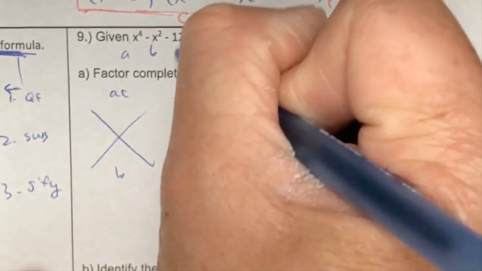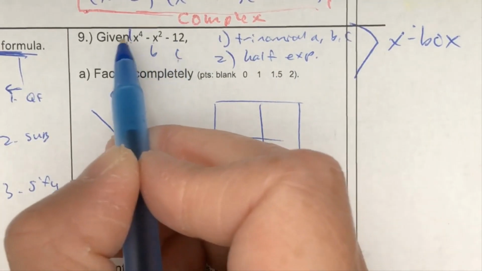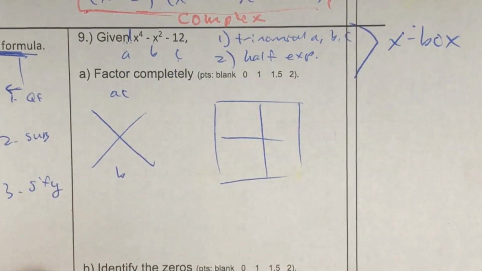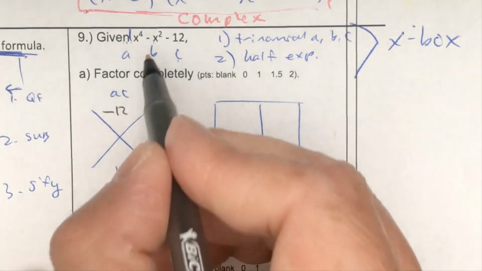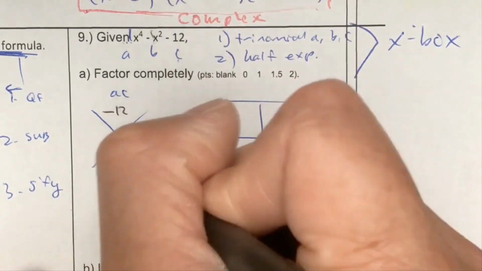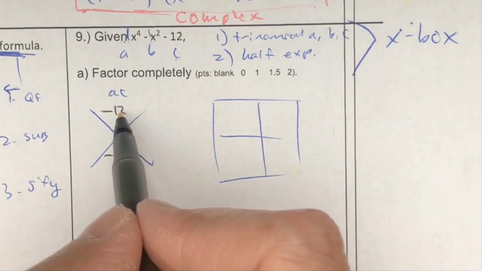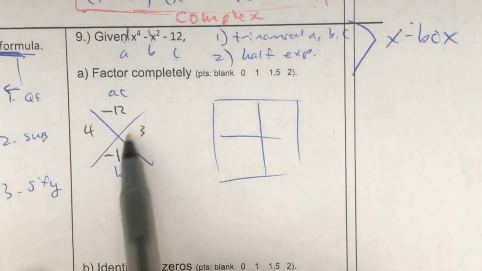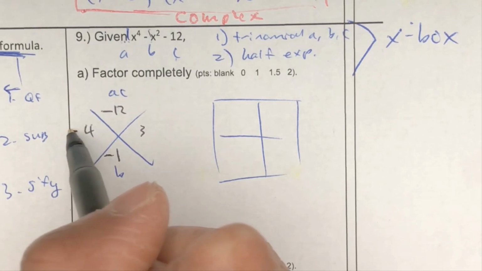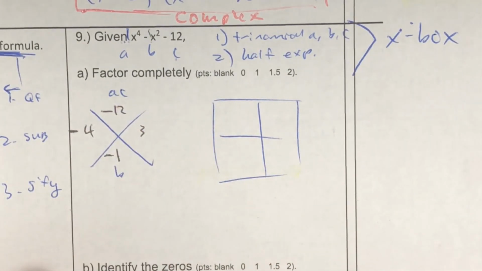Your a, b, and c, your a value is 1, so a times c, 1 times negative 12, is going to be negative 12. And then my b value is going to be negative 1. Two numbers that multiply to be negative 12 are 4 and 3, and they need to add to be negative 1, so negative 4 times 3 is negative 12. Add those together and you get negative 1.